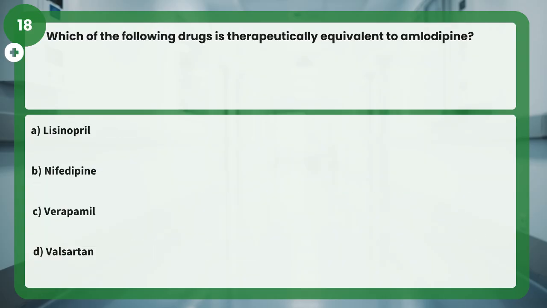Question 18. Which of the following drugs is therapeutically equivalent to amlodipine? A. Lisinopril. B. Nifedipine. C. Verapamil. D. Valsartan.